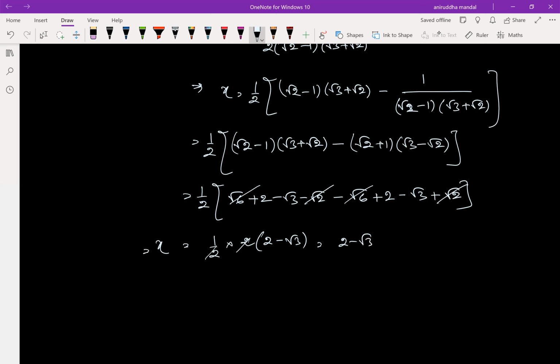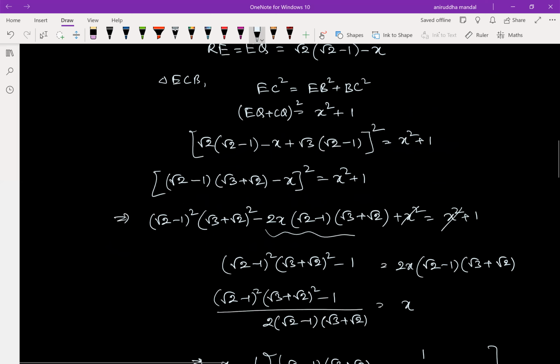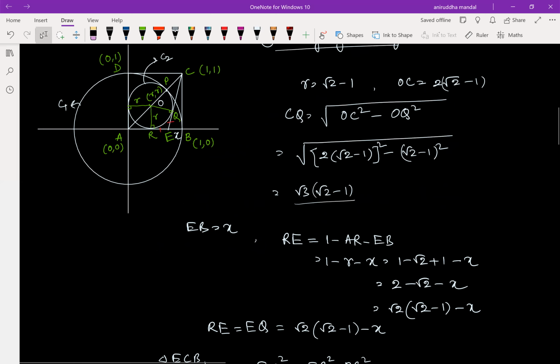So x is EB. So this is alpha plus root 3 beta, which means alpha equal to 2 and beta equal to minus 1. So alpha plus beta equal to 1. Okay. So this is the method using geometry. We have found out the length of EB.